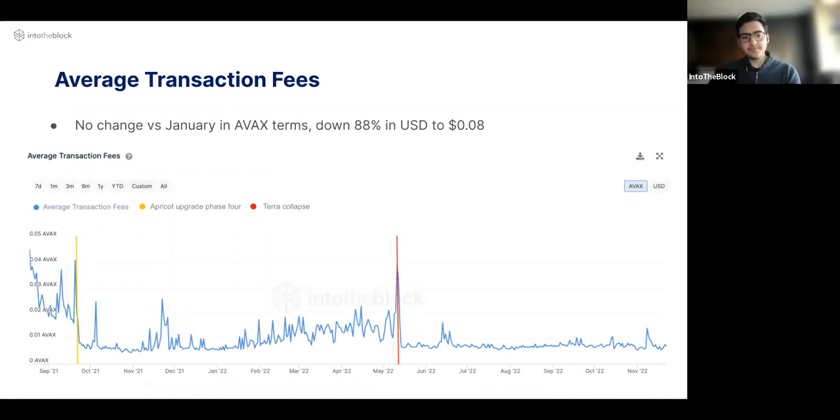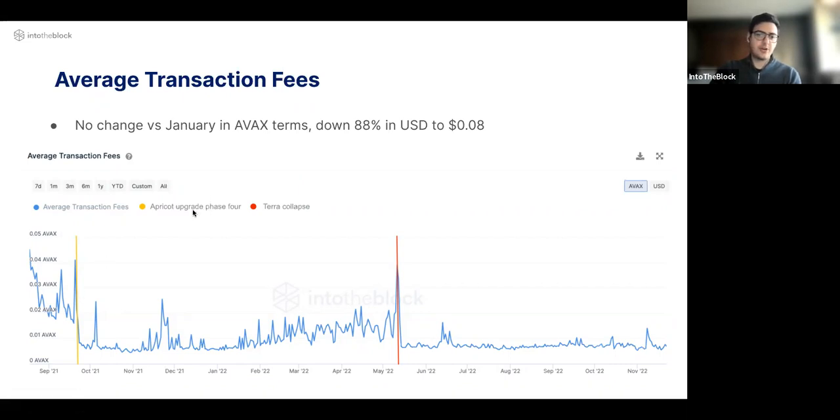So one of the key differentiators of Avalanche, which is a chain like Ethereum, is that it has significantly lower transaction fees. I have them displayed here in terms of AVAX, just to avoid price fluctuation. So even in AVAX terms, the transaction fees have been declining. So it's getting cheaper and cheaper to use.